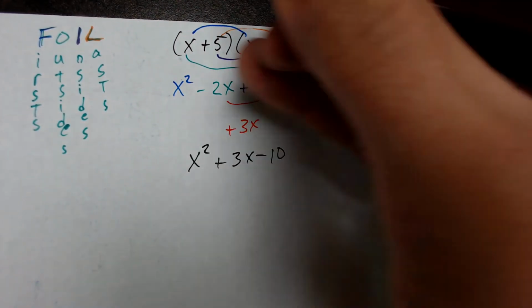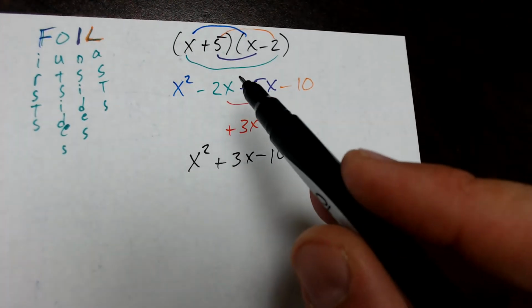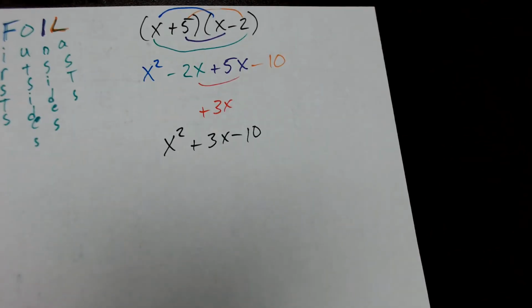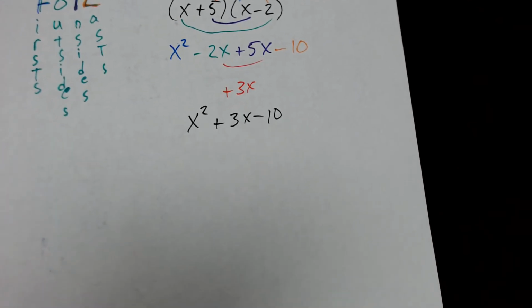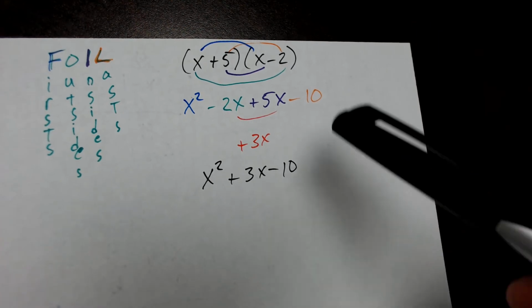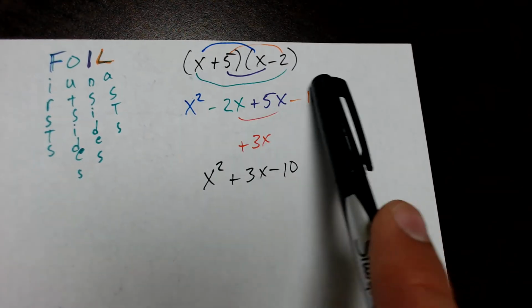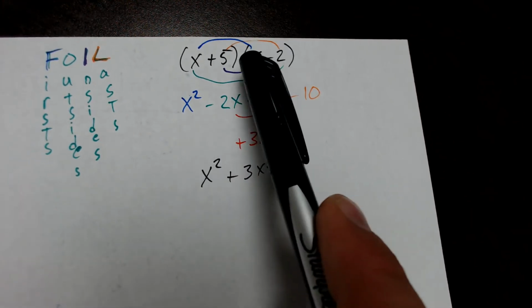Now, that should all be review. This is multiplying through the distributive property or the FOIL method. Now, what we're going to talk about is called factoring trinomials. Factoring trinomials is the exact opposite of this. So instead of starting off with this number, we're going to start off with this number, and the goal is to turn it into this.